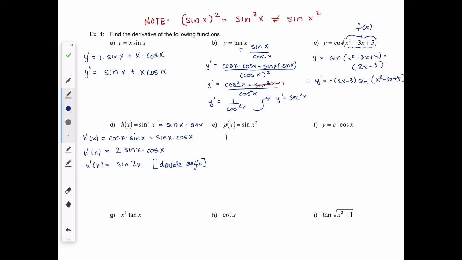So we know that p prime of x is equal to the derivative of sine, which is going to be the cos. So it's going to be really the cos of x squared times the derivative of the function, which in this case is x squared. So it's going to be times 2x. And if we clean it up, we're going to have 2x cos of x squared.